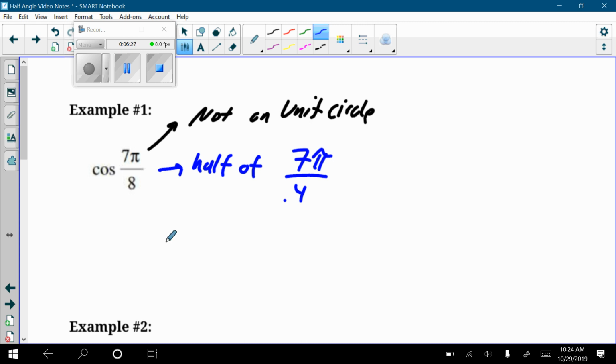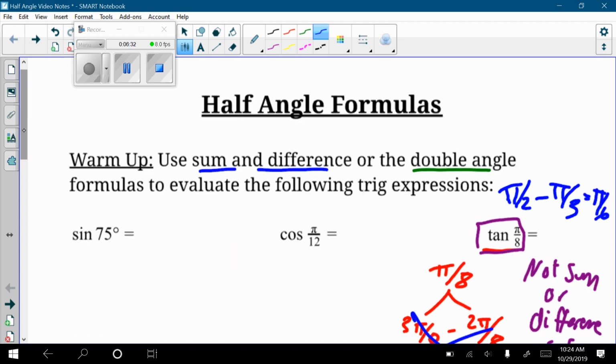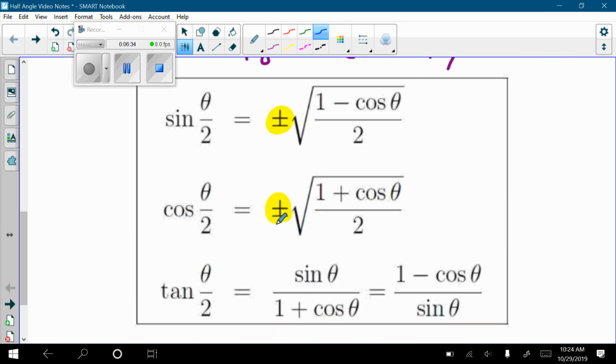Sweet. So to find the cosine of 7 pi eighths, I'm going to grab my cosine half angle formula. Again, these are on your pink sheet. You do not have to have these memorized.